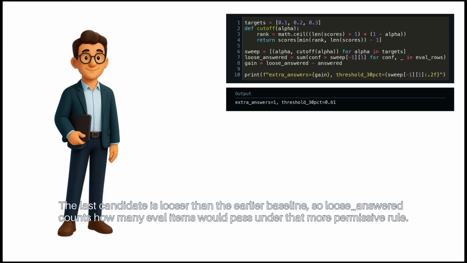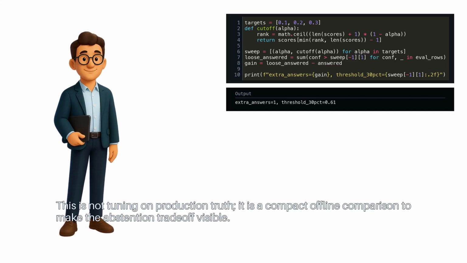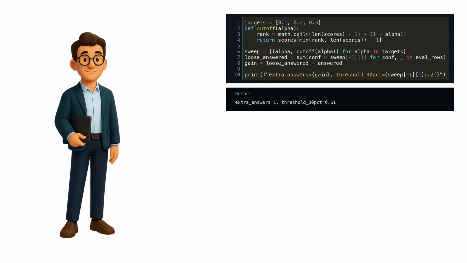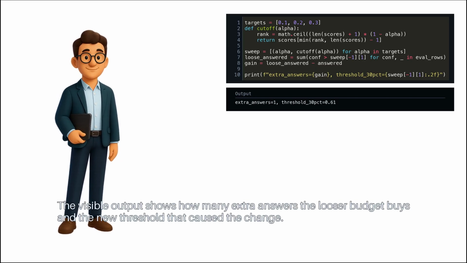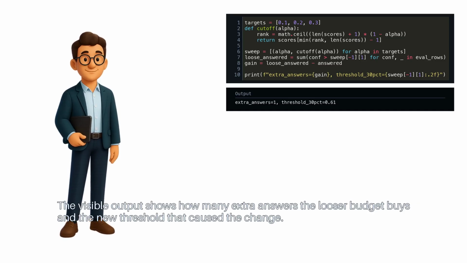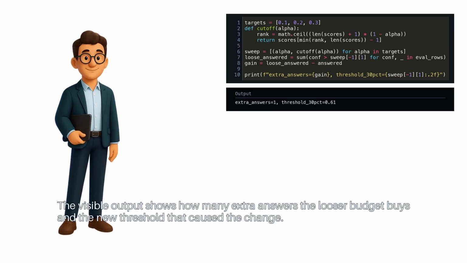This is not tuning on production truth. It is a compact offline comparison to make the abstention trade-off visible. The visible output shows how many extra answers the looser budget buys and the new threshold that caused the change.